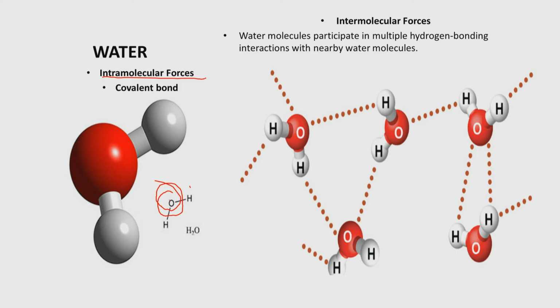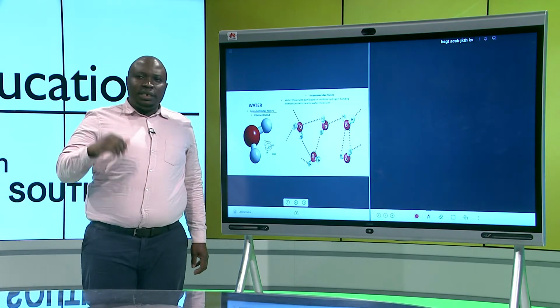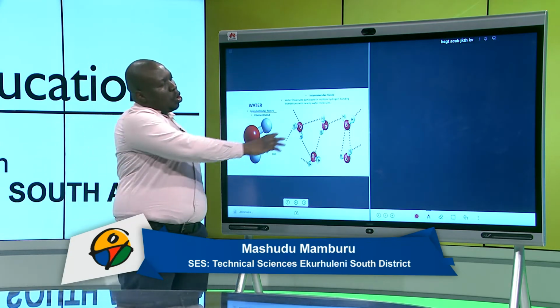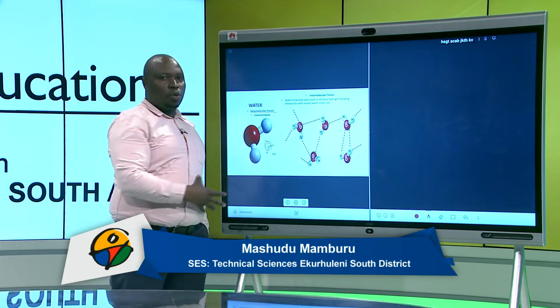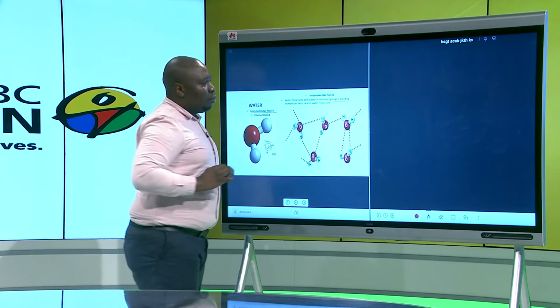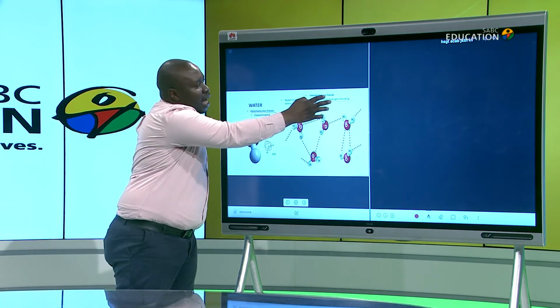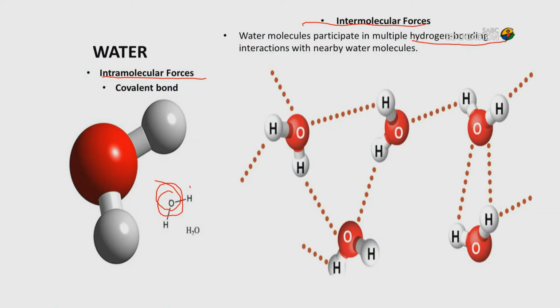So this is a water molecule. Inside the water molecule, we have forces. We refer to them as intramolecular forces, which use your covalent bond. However, water molecules participate in multiple hydrogen bonding, meaning that it is not alone. You have water joined to many other water molecules. So water is joined through hydrogen bonding to other molecules of water. So you have water joined together by intermolecular forces. Now we're referring to intermolecular forces.